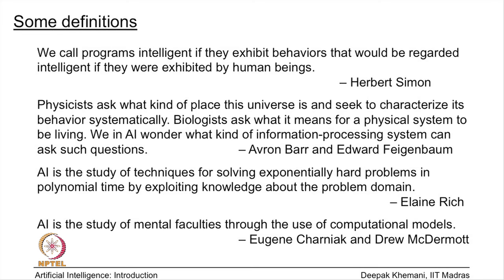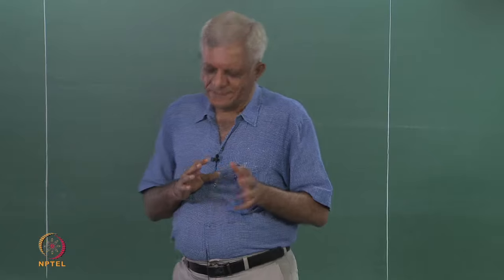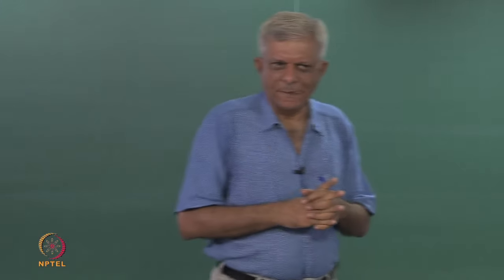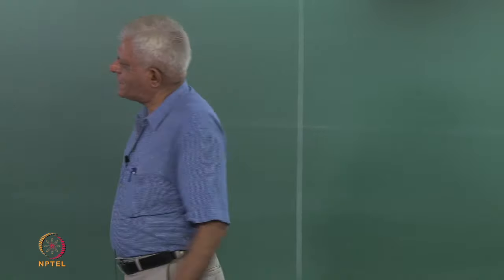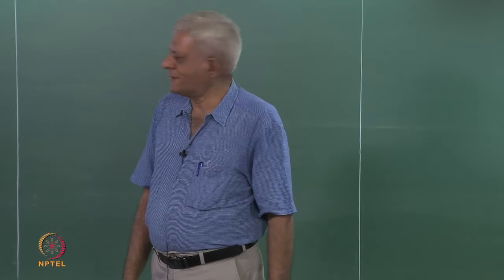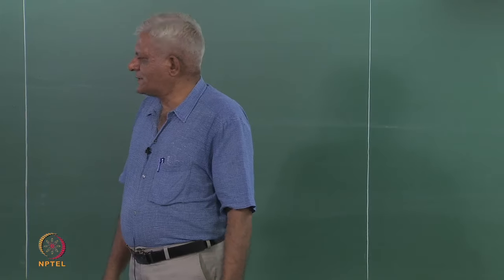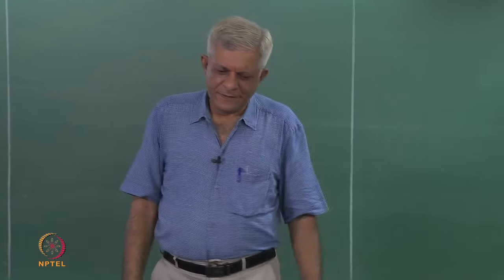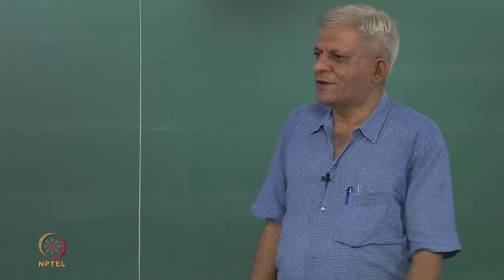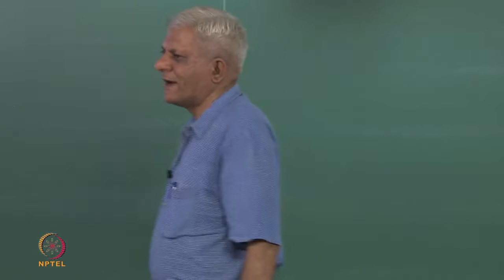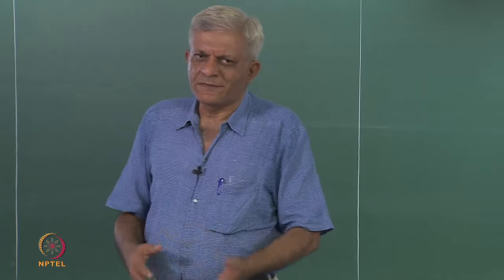Then Elaine Rich, as I mentioned, one of the popular books in AI, she wrote one in 83 or 86, and she gives a computer science flavor to the definition. She says that AI is a study of techniques for solving exponentially hard problems in polynomial time, essentially by exploiting knowledge about the problem domain. Now, of course, those of you who are die-hard theory people would immediately object, saying that you cannot solve a hard problem in polynomial time, because by definition it is a hard problem.